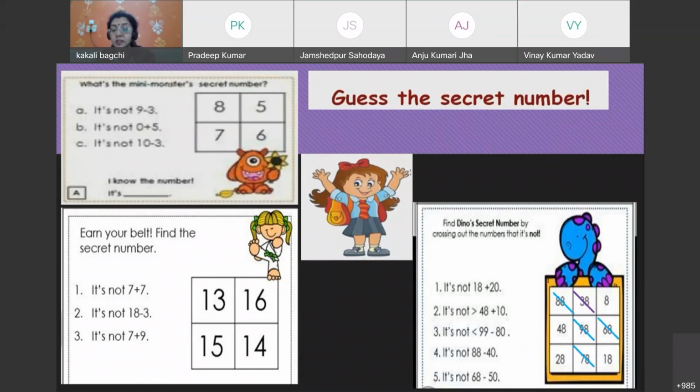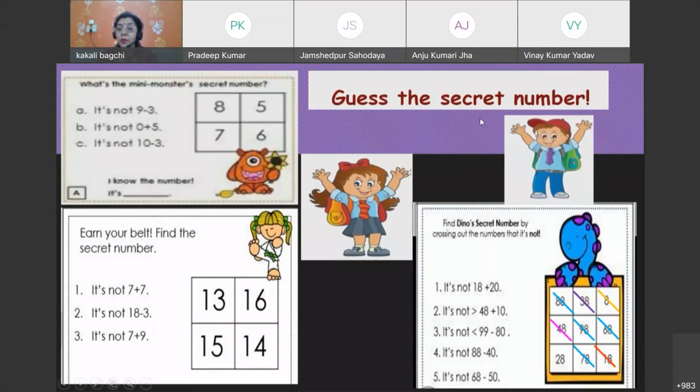It is not less than 99 minus 80. That means it is not less than 19. So cancelled it. It is not 88 minus 40. That means it is not 48. Cancel 48. It is not 68 minus 50. That means it is not 18. Cut it. So what is the answer? 28.